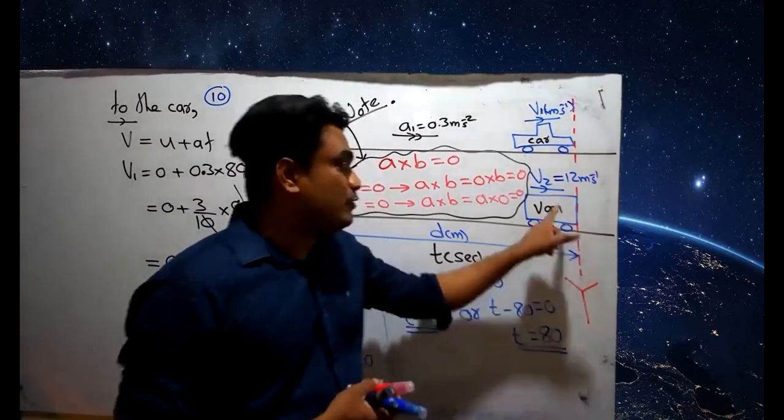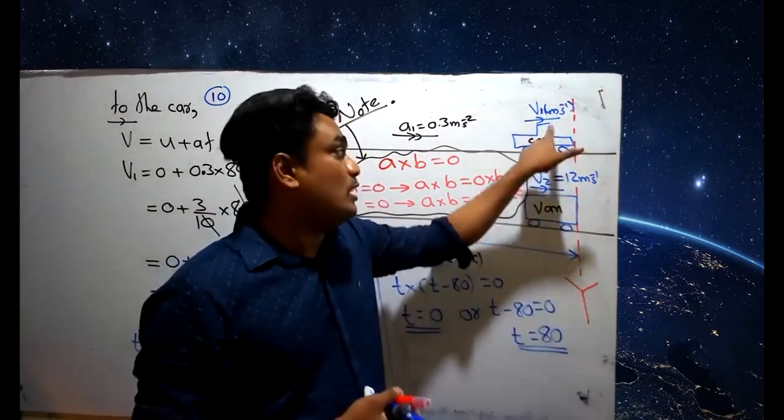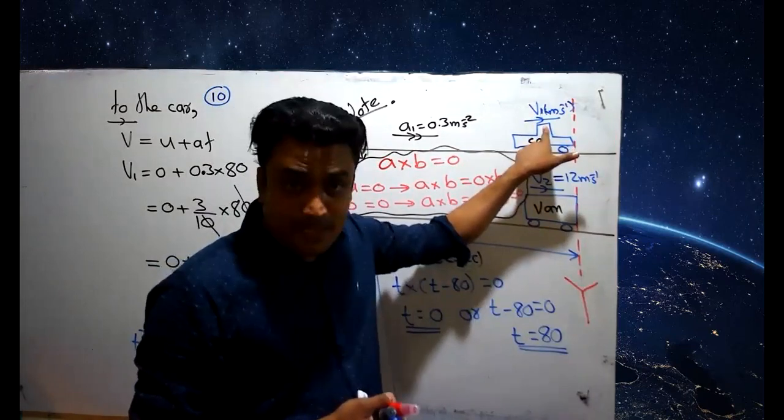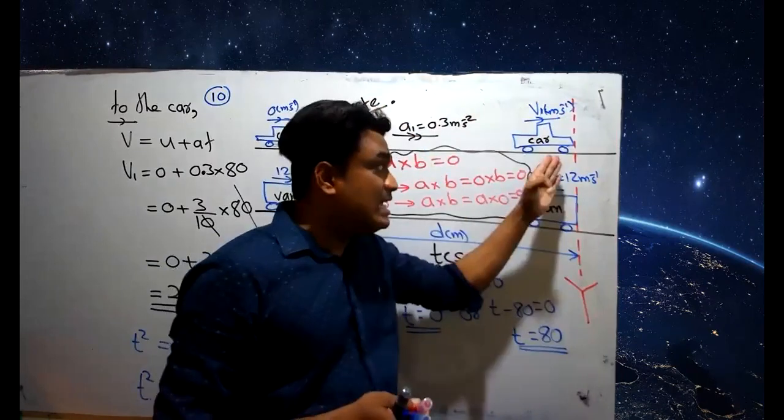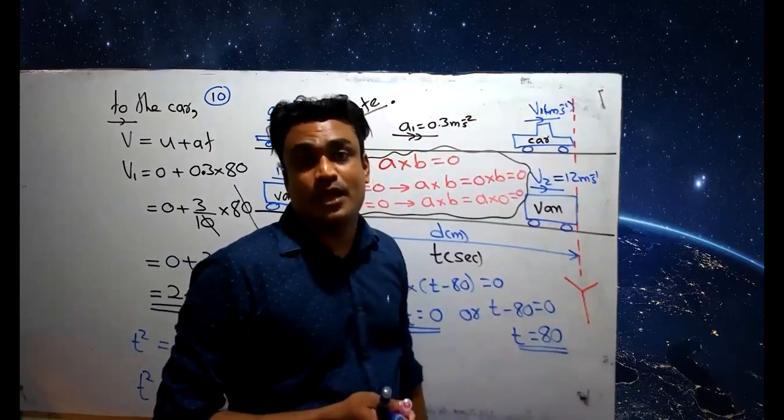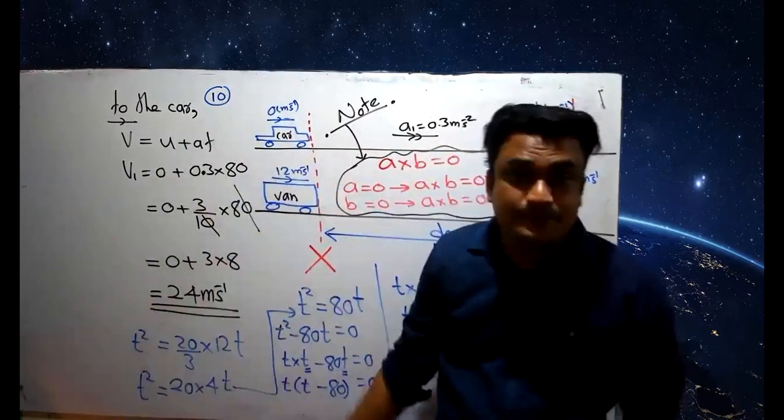So it means the velocity of the van is 12 meters per second. Velocity of the car is 24 meters per second. It means the car has double the velocity of the van. It means definitely the car will overtake the van at the point Y. Complete the note here.